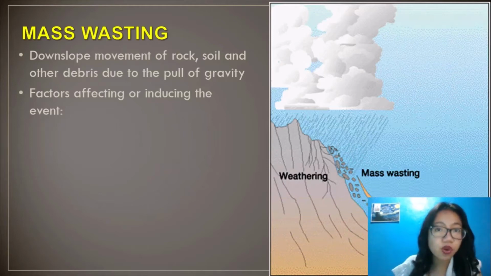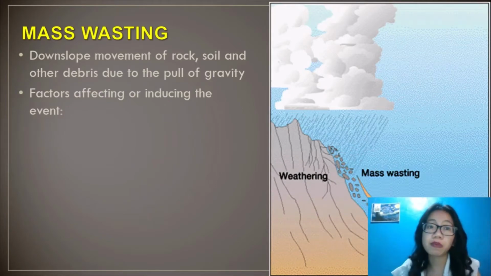In this video, let's focus on the second step of our exogenous process, and that's mass wasting. Mass wasting is defined as the downslope movement of rock, soil, and other debris due to the pull of gravity. There are different factors which may be involved in mass wasting.